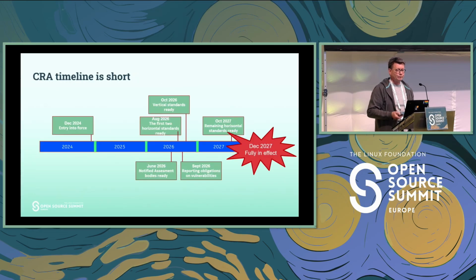That's the timeline. Like I said, it's short. Well, 2.5 years may sound like a long time, but it will be a blink of an eye, and we are at the end of 27, and everybody needs to comply. So that's a bit of a rush, and there are some milestones there.